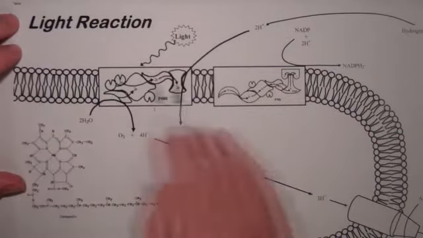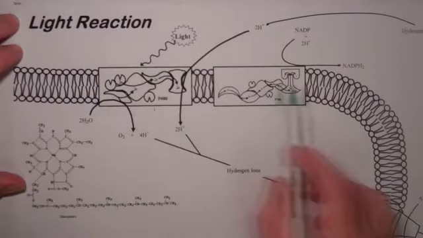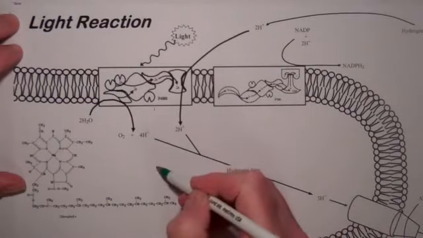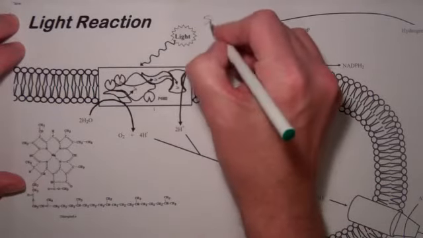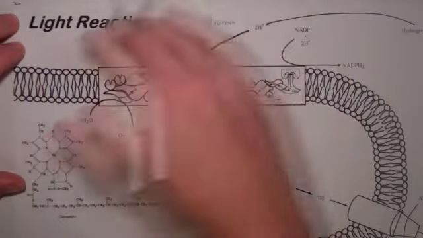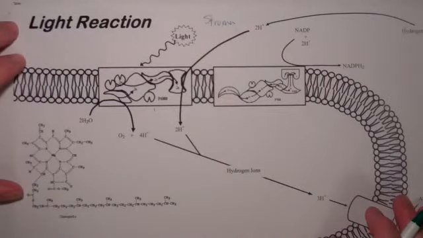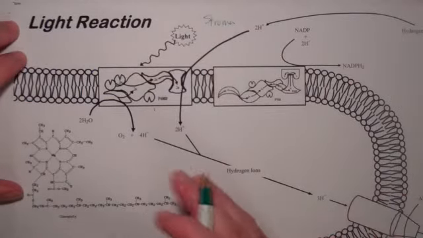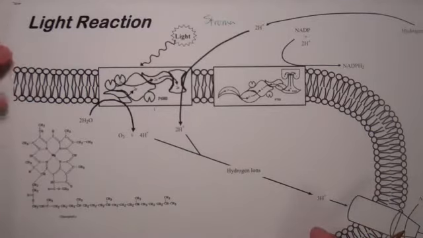The light reaction occurs in the thylakoid. So this is a thylakoid membrane. This is the inside of the thylakoid. And out here, this is the stroma, the solution that surrounds the outside of the thylakoid but is inside that inner membrane of the chloroplast.